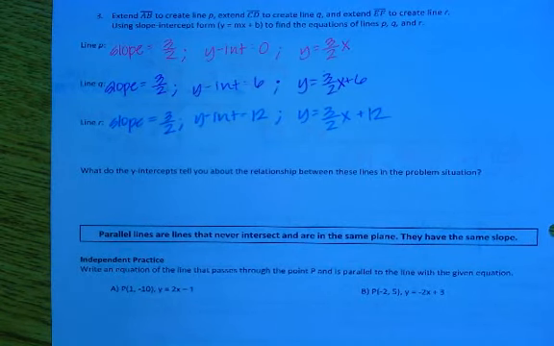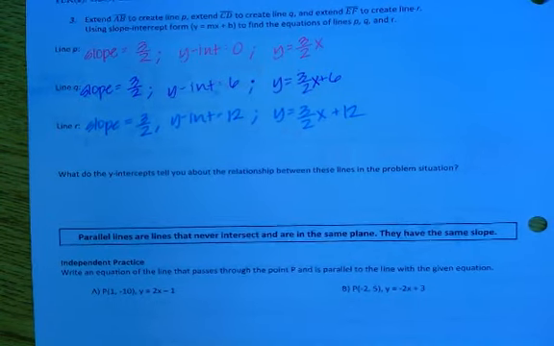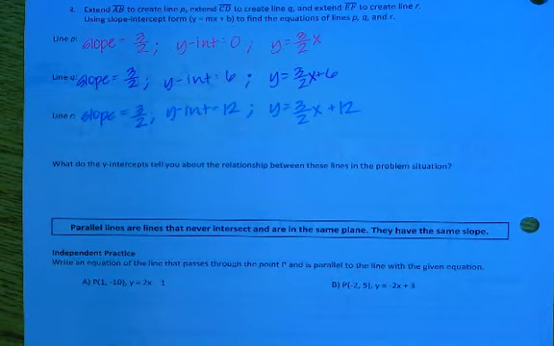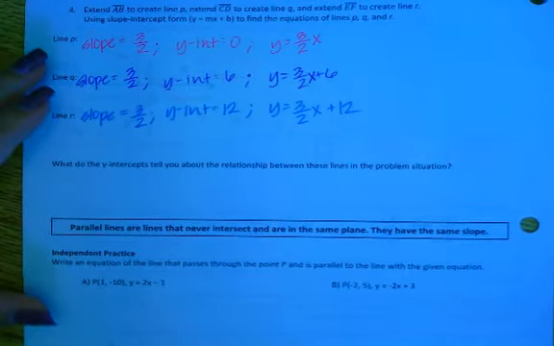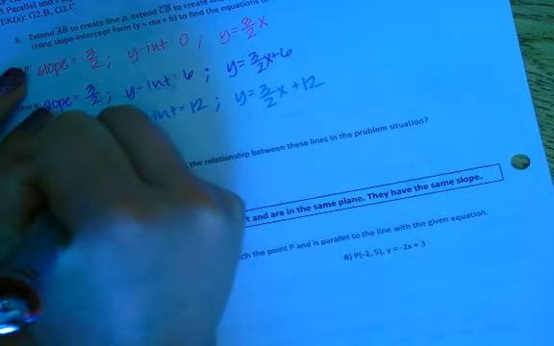Any questions about number 3? So, writing the equations of lines. Very basic. Okay, what do the y-intercepts tell you about the relationship between these lines in the problem situation? What does this tell us about our parking lot? So all the lines are parallel, but what? What else? They're equally spaced. What is their spacing? 6 units apart. Okay, so the lines are parallel.